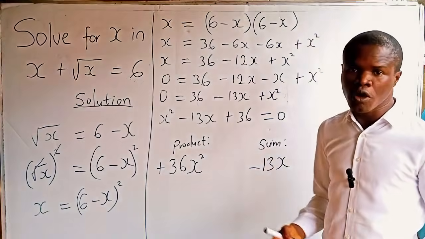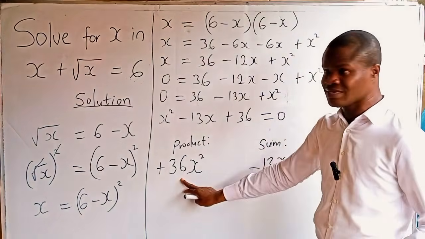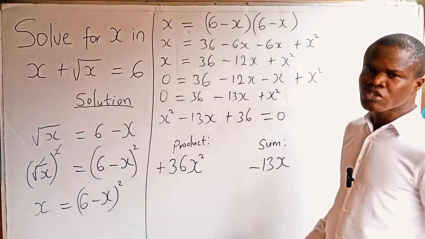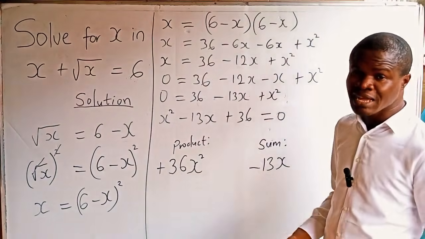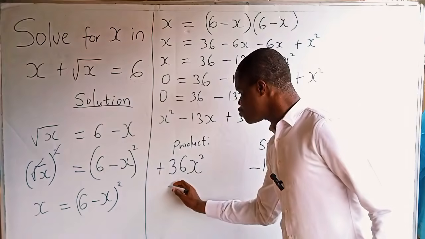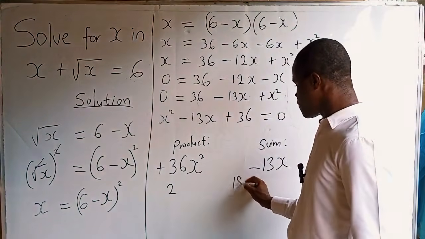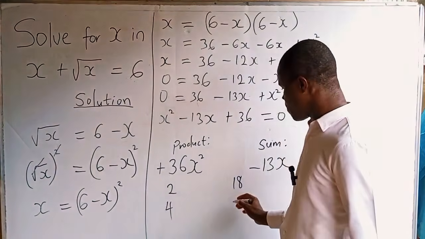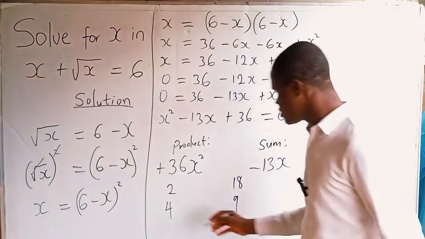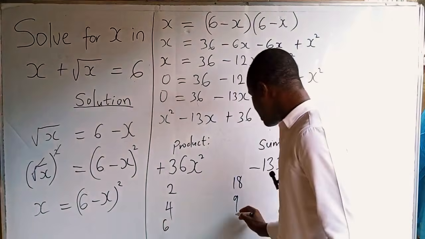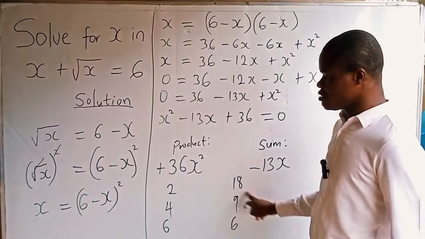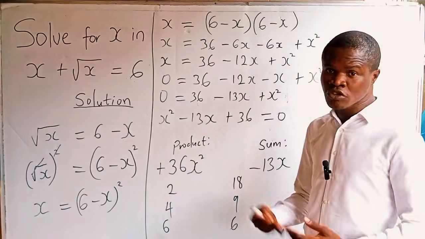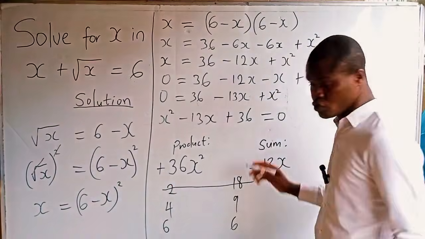So the next thing to do is to look for two numbers that when we multiply them, we get plus 36. And when we add them or subtract those two numbers, we get minus 13. Okay, so there are many numbers that when we multiply them, they can give us 36. Numbers like 2 and 18. 2 times 18 will give us 36. 2 plus 18 will give us 20. 18 minus 2 will give us 16. So this number is out. It will not work.